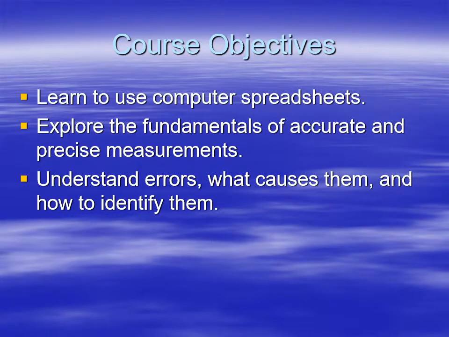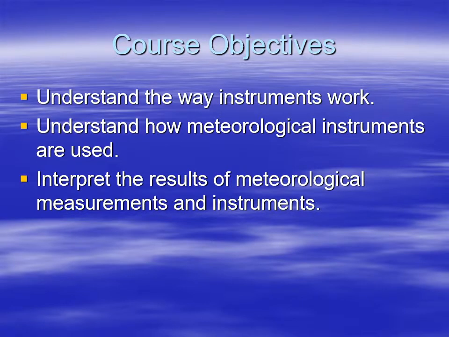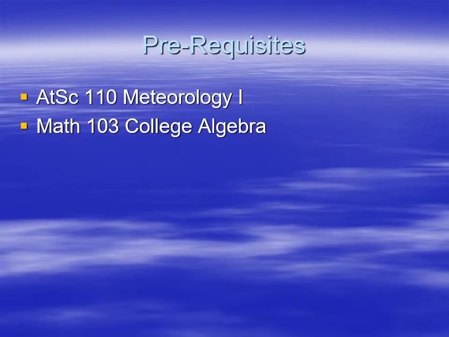In this course, you're going to learn how to use computer spreadsheets. We'll look at how to make measurements, both accurate and precise, and what those mean. You're going to learn all about error analysis, which can be pretty frustrating, but it's really important when you're making measurements. Also, you learn how all the different types of instruments work. We're going to talk about different types of meteorological instruments, how to use those instruments, and how to interpret results of those measurements.